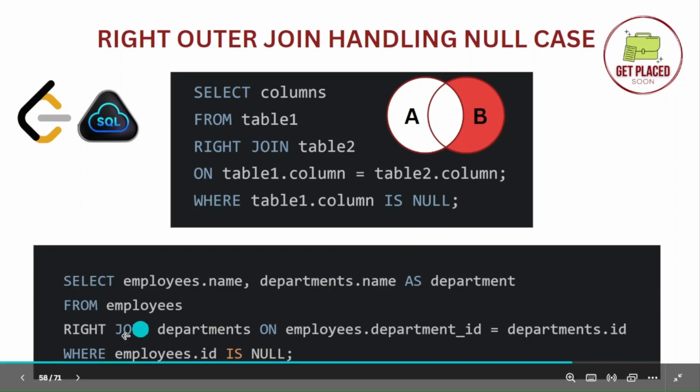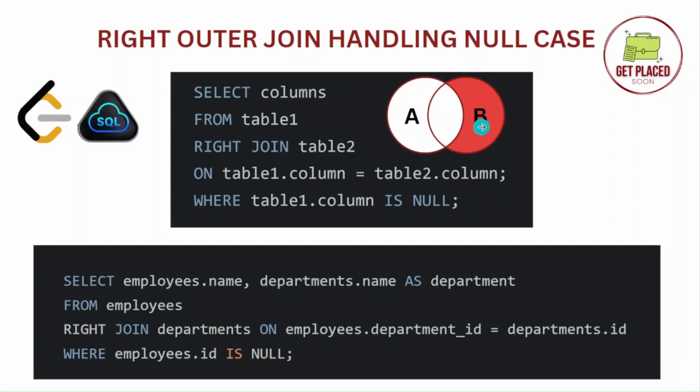We are using the right join keyword and we will mention the statement where employees dot id is null. We are not using the department. Here right outer joining means we are using the B table, which means department table. But in the where statement we will use employee.id. In the left outer join also we will use department.id, not employee.id. Okay, that is a very important thing you need to keep in mind.